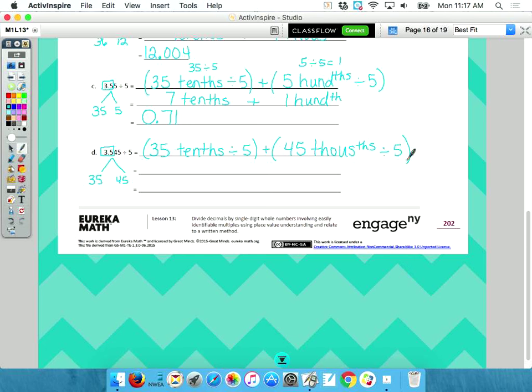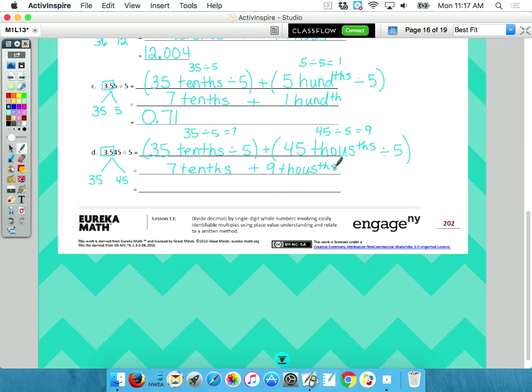Okay, what are my 2 division problems? 35 divided by 5, 45 divided by 5. Good. Okay, so what is 35 divided by 5? 7. And what is 45 divided by 5? 9. Okay, you know your 5s pretty well, don't you? So this is 7 what? 7 tenths. Tenths plus 9 thousandths.